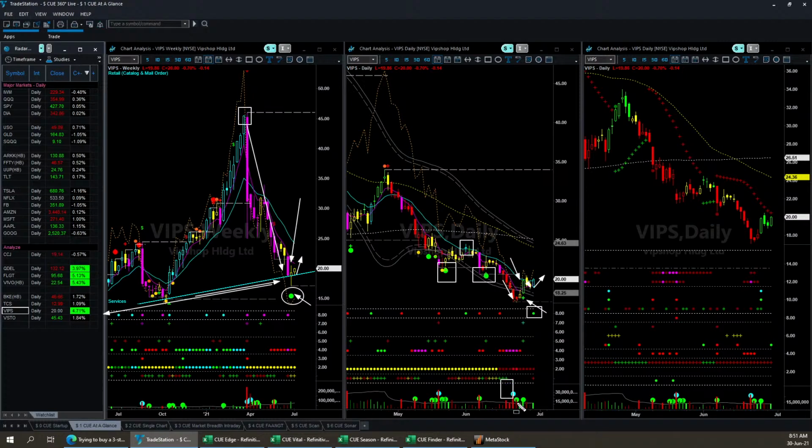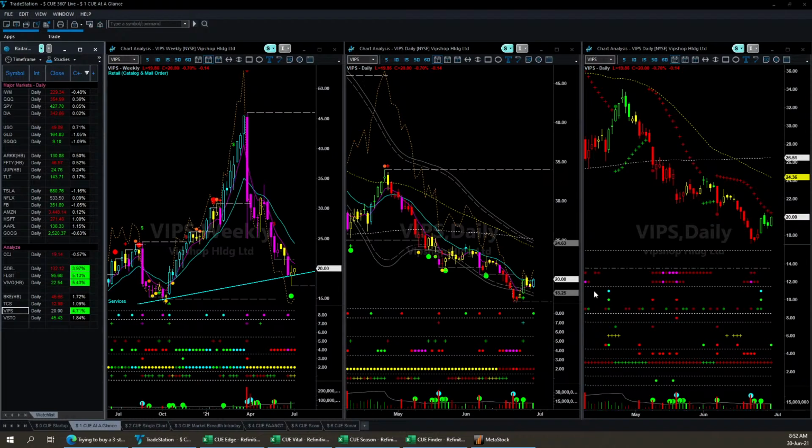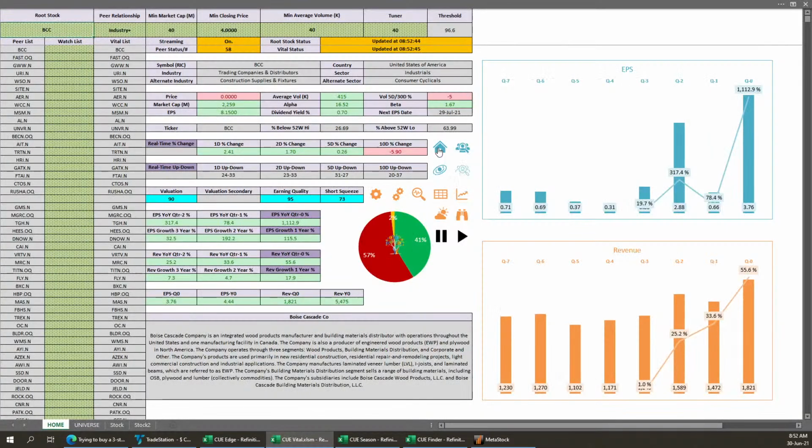There was heavy activity as well, pointing to possible exhaustion. If you took a long setup now, you could put the stop just below the trendline support. In alternate signals, we have one MOBO breakout. We saw that from Finder already. So this may be a low risk buying opportunity. Let's look at VIPS's fundamental score and also the industry.